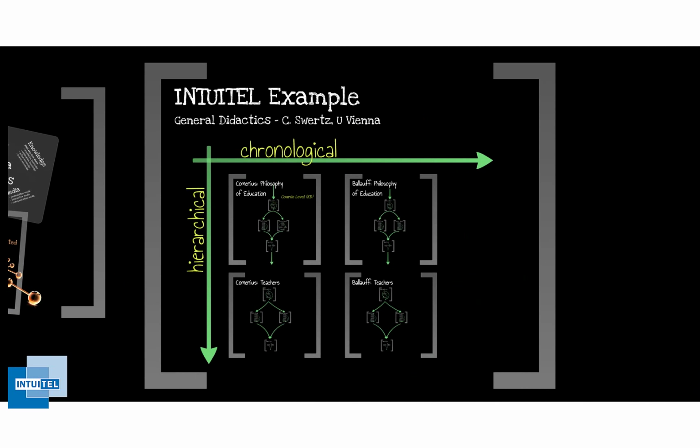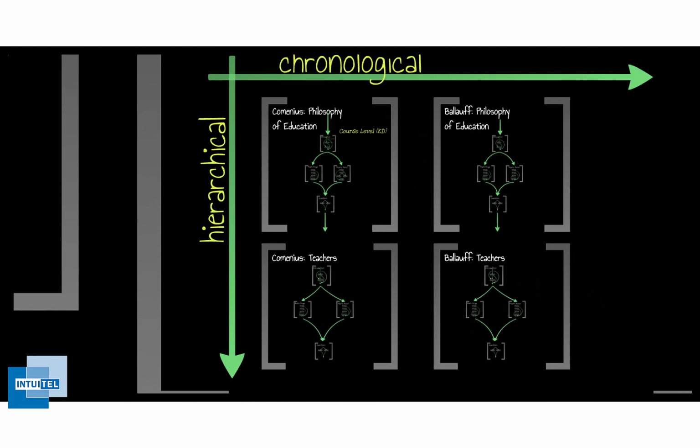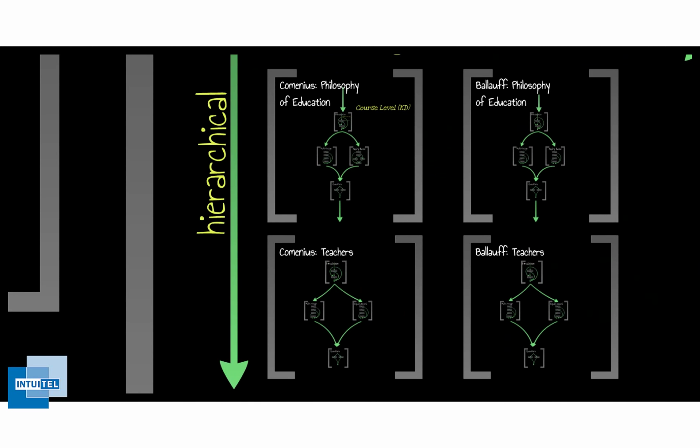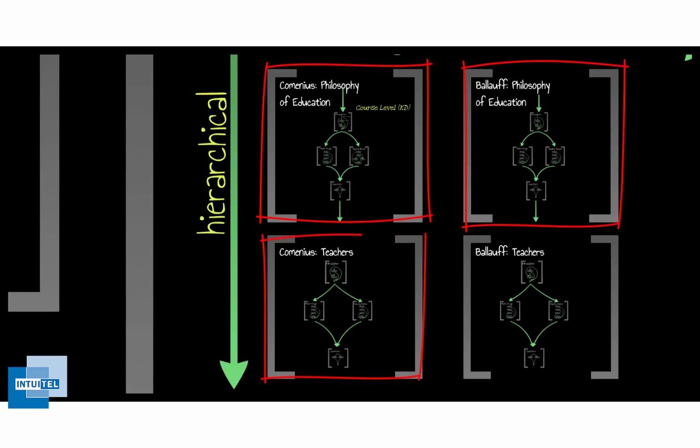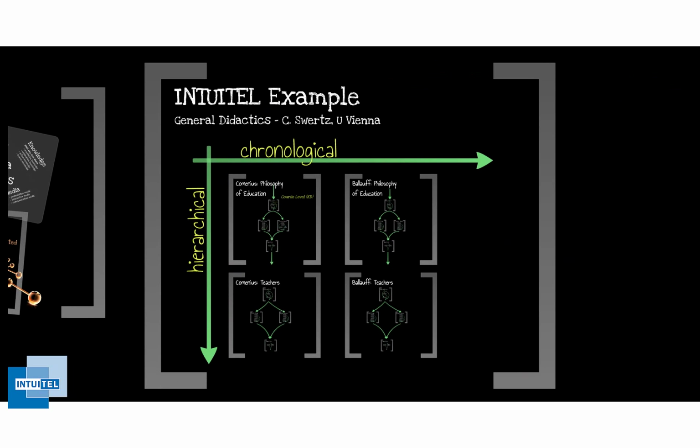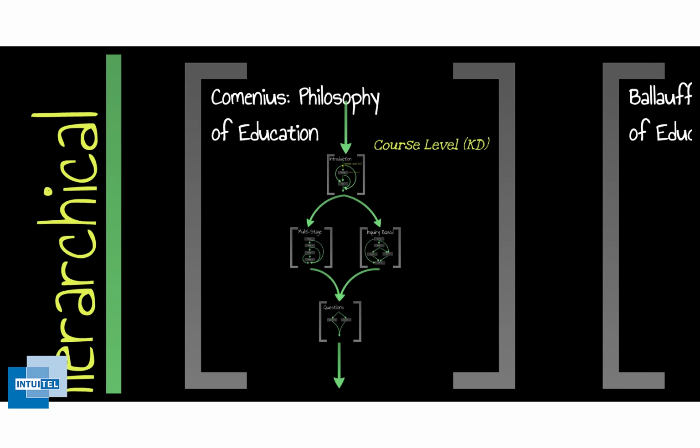We choose the topic General Didactics containing courses on Comenius and Balauf. The courses are represented by concept containers, which on the macro level may, in this example, be ordered hierarchically or chronologically. For this example, let us assume the learner chooses to learn hierarchically, starting with Comenius. In the first course, we have 4 lessons and possible learning pathways between them.